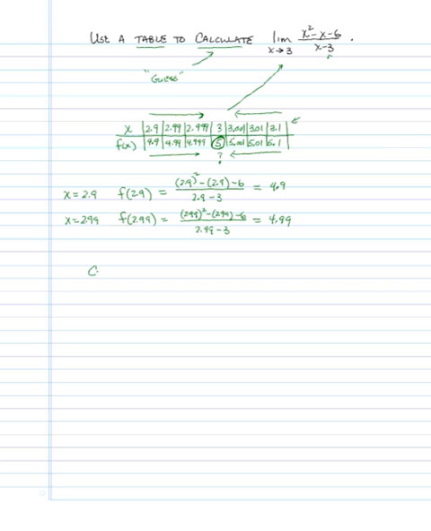So we would conclude in this case that the limit of x squared minus x minus 6 divided by x minus 3 as x approaches 3 is equal to the number 5. And we found that by the use of the table, and we couldn't do that by substitution.